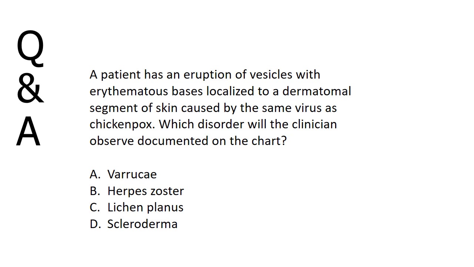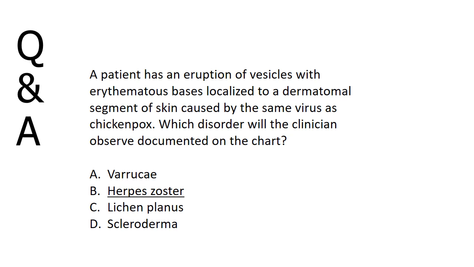All right, if you answered B, herpes zoster, that is correct. Shingles is an acute localized inflammatory disease of a dermatomal segment of the skin. So it's caused by the same herpes virus that causes chickenpox, which is varicella zoster.